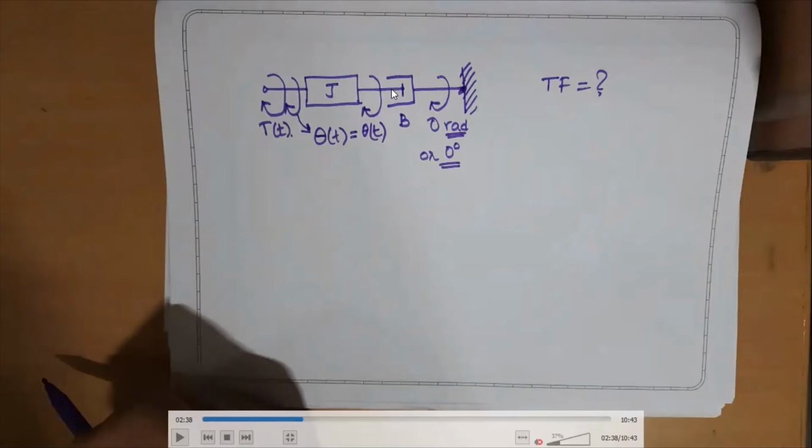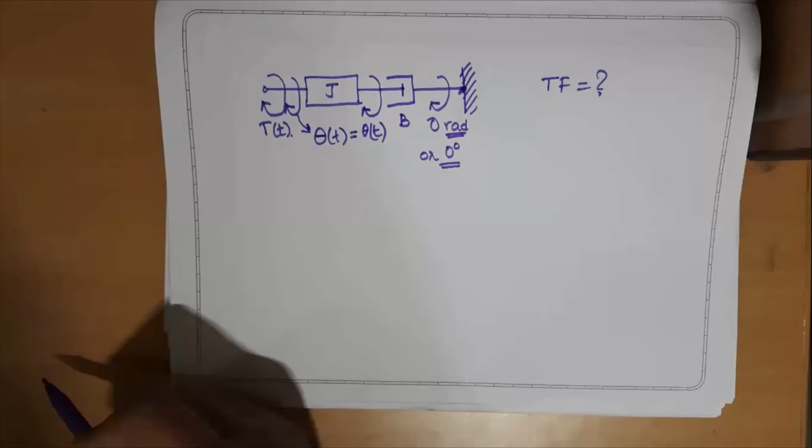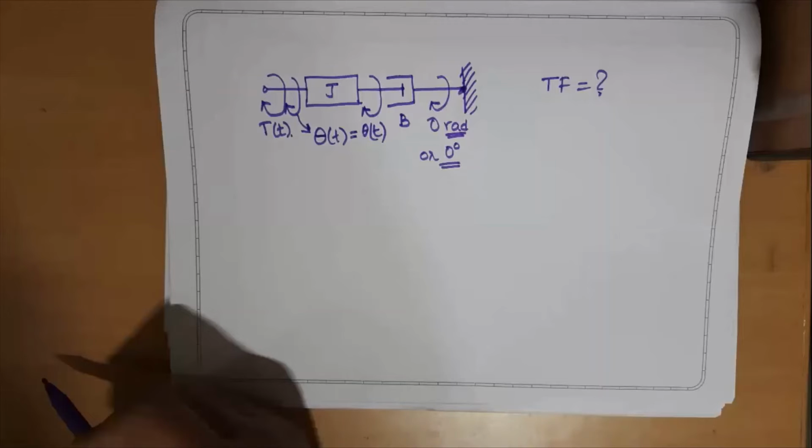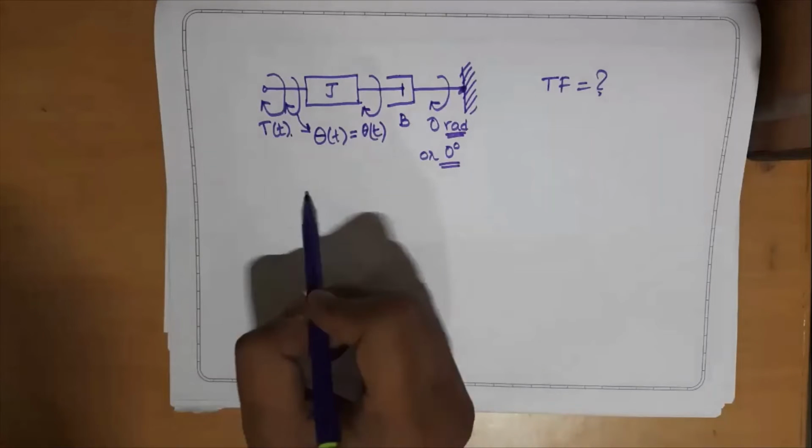I marked theta and then 0 degrees. This is correct. Monica, are you following? Yes, sir. Okay, then let us see how to write the differential equation for this system. Differential equation for this JB system.